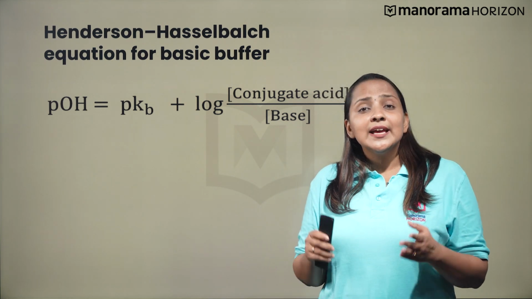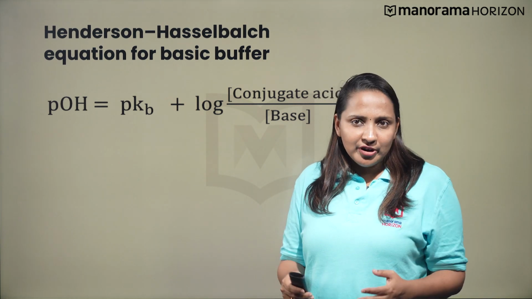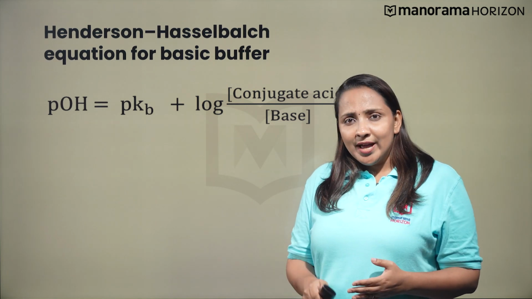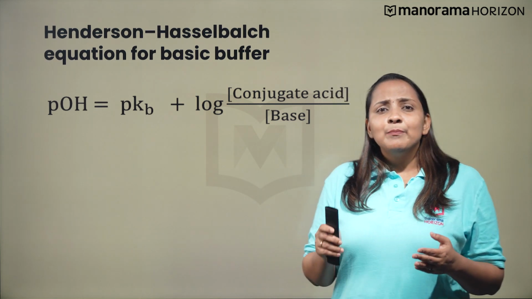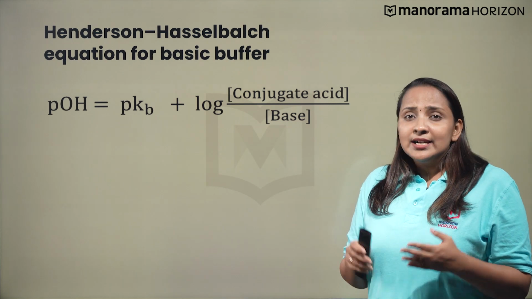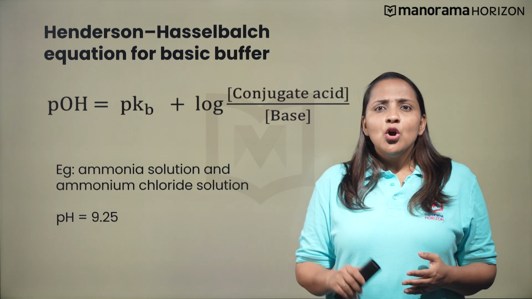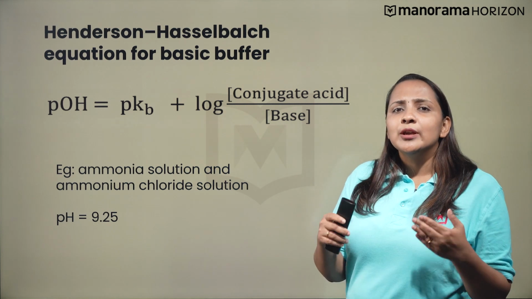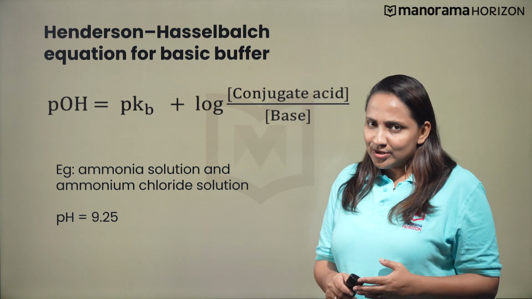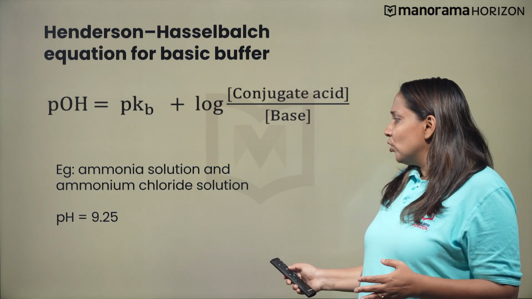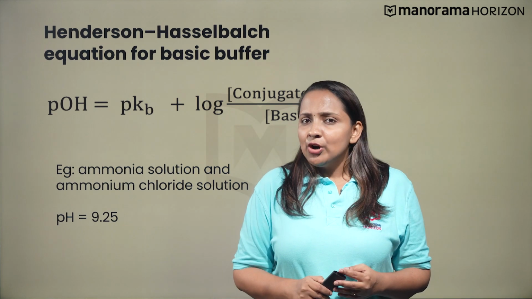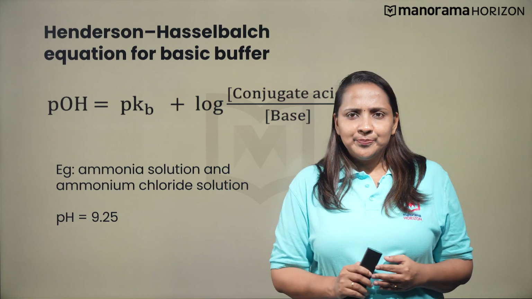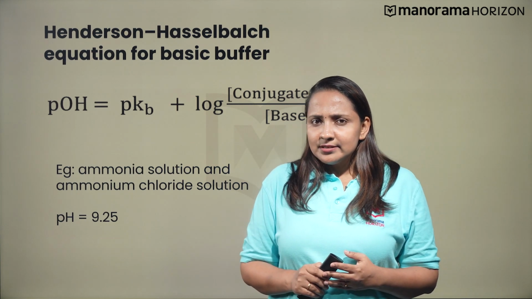Similarly, you may write the Henderson-Hasselbalch equation for a buffer made with a weak base and its conjugate acid as pOH is equal to pKb plus log conjugate acid divided by base. For a basic buffer obtained by taking ammonia solution and ammonium chloride solution of the same molar concentration, the pH is close to 9.25 because the pKa value for ammonia is 9.25. How will you justify this?